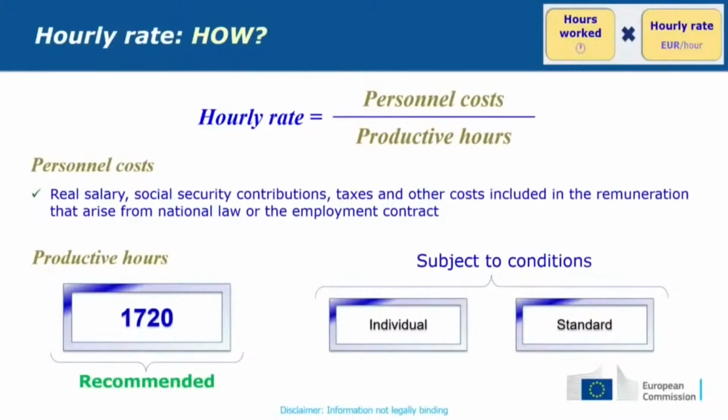Then we need to divide this personal cost by the number of productive hours. And you remember the tree with all the options? Well, there are 3 options for the number of productive hours. The first option, the one that we recommend, the simplest, the less risky, is 1720, so 1,720 hours per year.